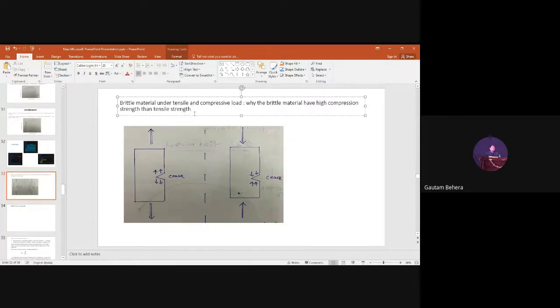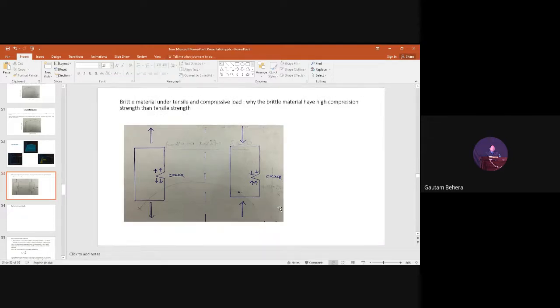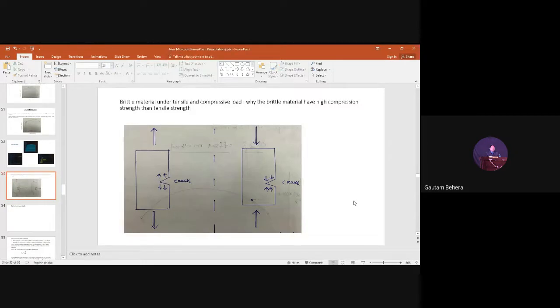You have to remember, for example, ceramics and glass. Ceramics and glass are brittle materials. They can withstand more compressive load, right? But they cannot withstand a tensile load. Can anybody tell me why? Just looking at this image. Suppose this is a ceramic and this is also a ceramic, but this ceramic is now under tensile load and this ceramic is now under compressive load. So why do brittle materials have higher compressive strength than tensile strength? Carefully look at the image and tell me. It's very simple.